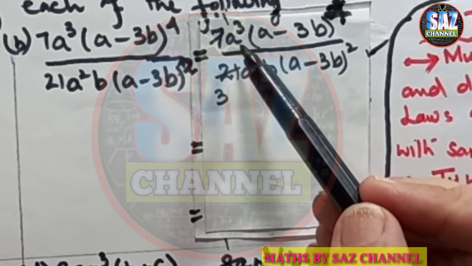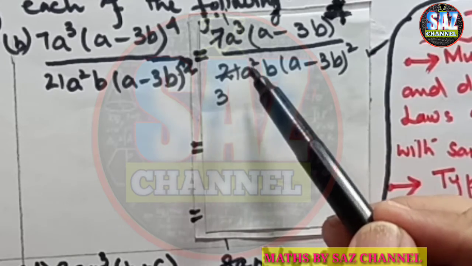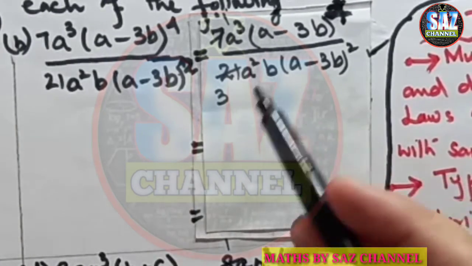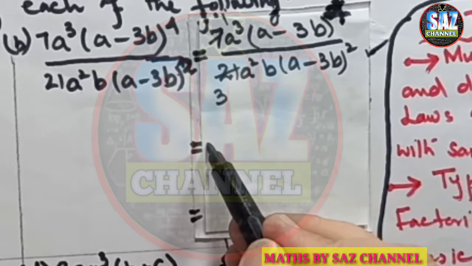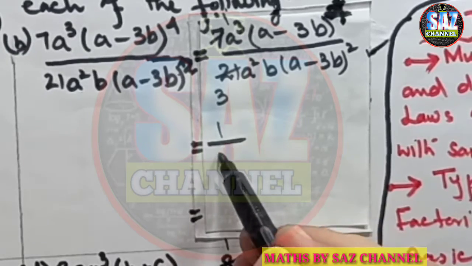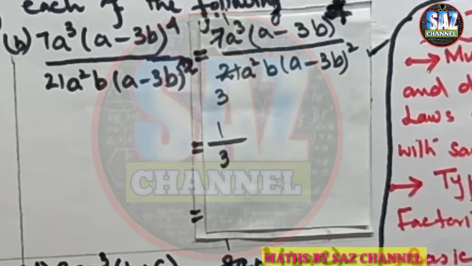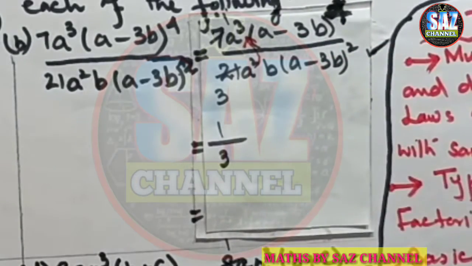Looking and checking the a terms, a cube upon a square. Here a has the same base with different powers. So in the numerator and denominator we will apply the quotient law of indices with same bases, and I will bring the smaller index towards the bigger index. So a to the power 3 minus 2 will give me a to the power 1, or a only.